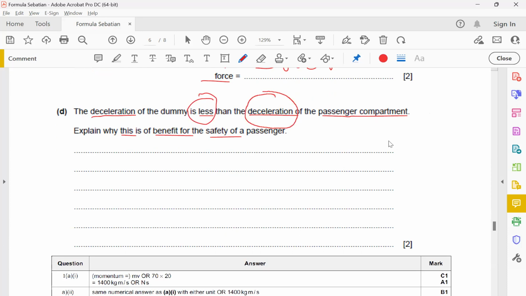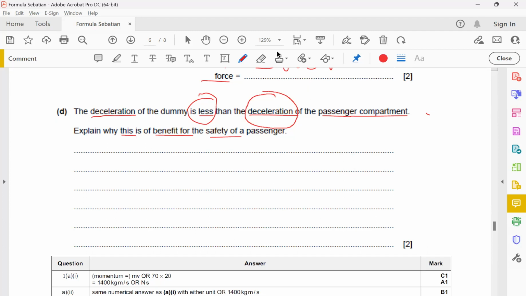Why and how will the deceleration of the dummy, when it's less than the passenger compartment, benefit the passenger? You can relate it to a specific formula. If the passenger compartment accelerates slower than the dummy itself, then it can form a part of protection when the resultant force hits zero. Not exactly, but good try. Very good try. Not exactly what I'm looking for.